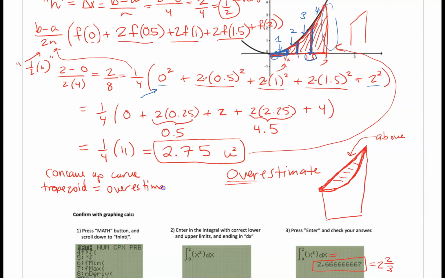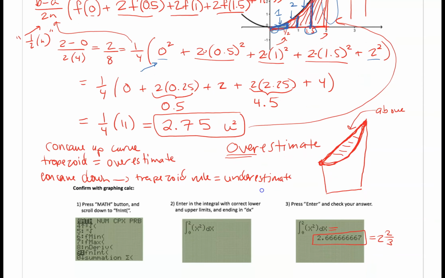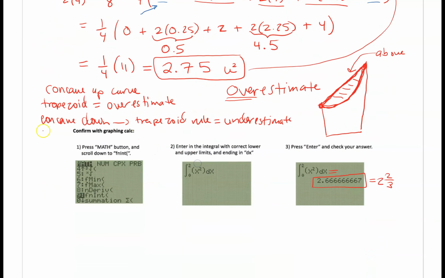And then, of course, the reverse is true. If your curve is concave down, then your trapezoid rule will be an underestimate. So this is also important for us to know. And I could draw an exaggerated picture for that as well. Maybe I'll do that down here.